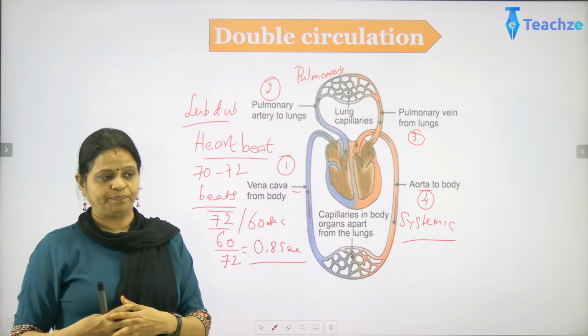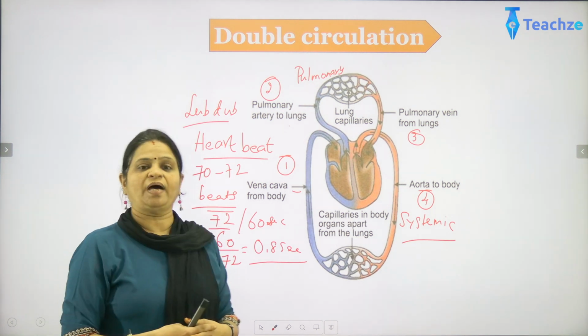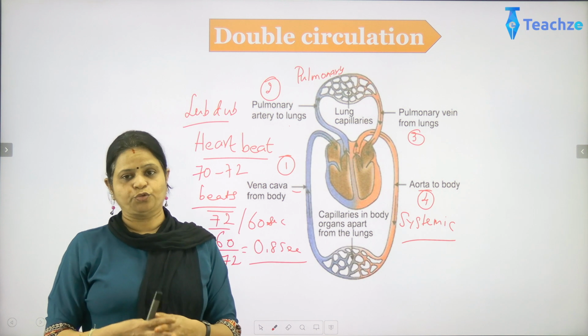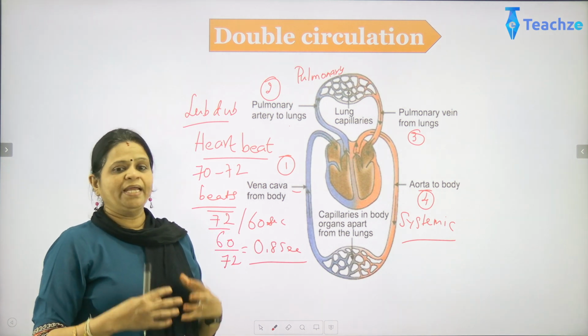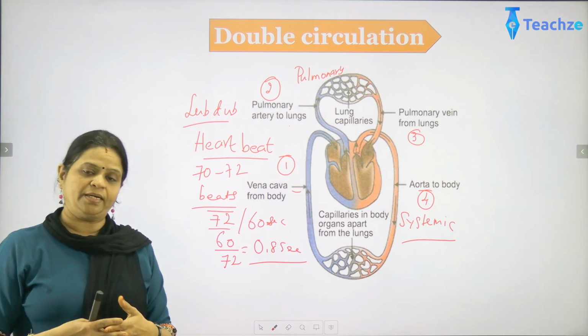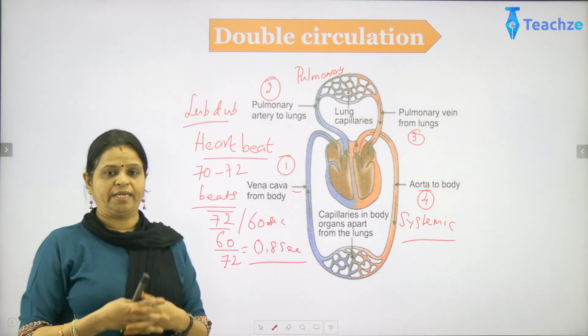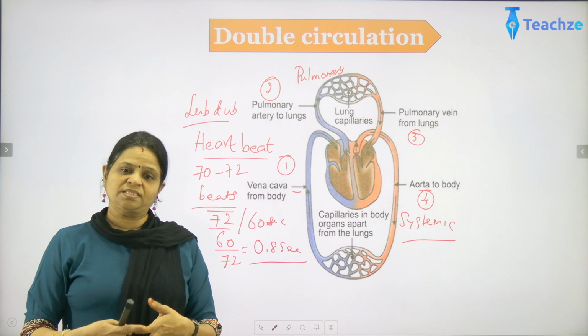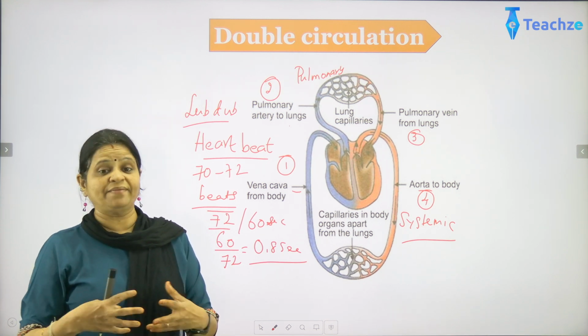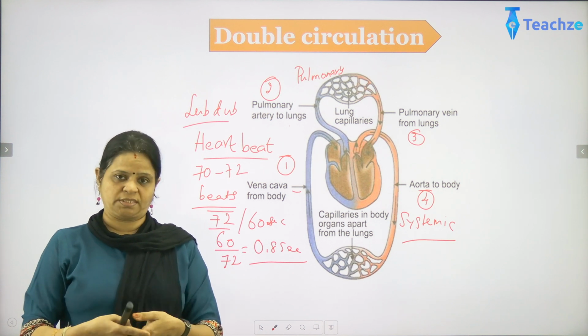And now, what is the advantage of having a double circulation as compared to that of a single circulation or mixing of blood? In lower organisms, the energy levels are much different as compared to that of the higher organisms. As the organisms become bigger and the body weight also increases, there will be a necessity of more and more oxygen.